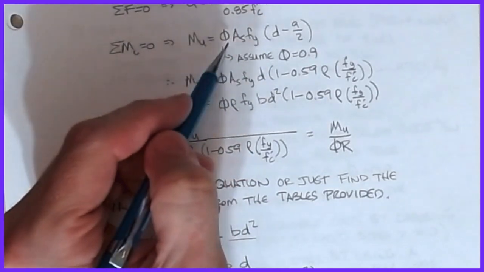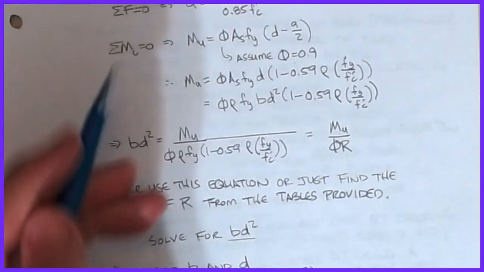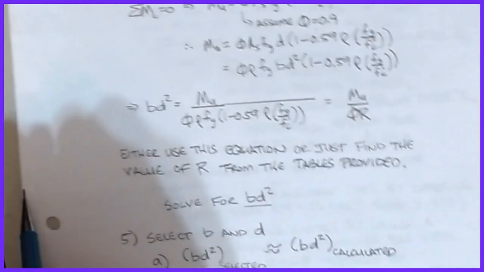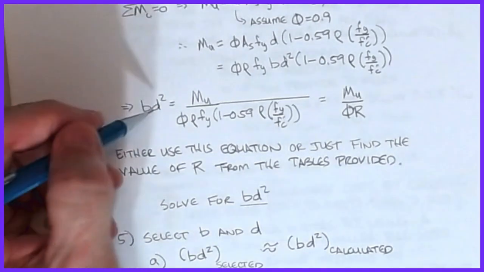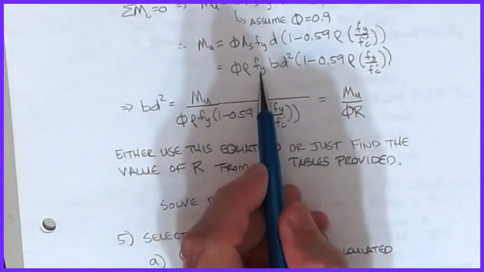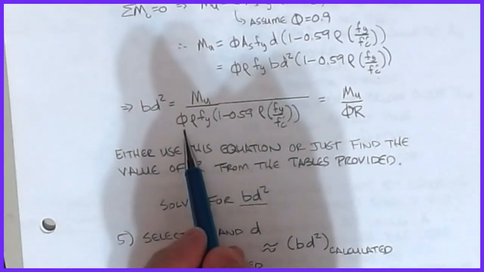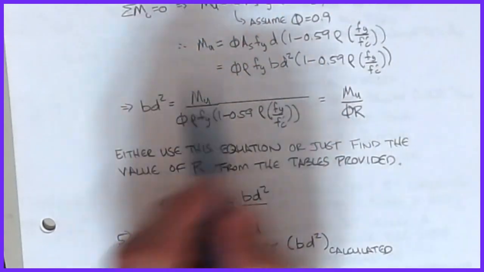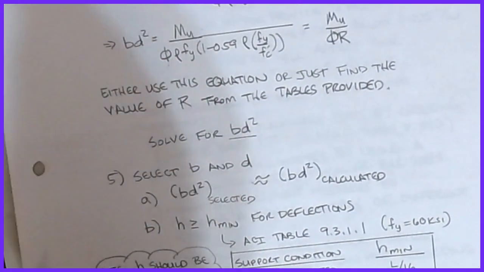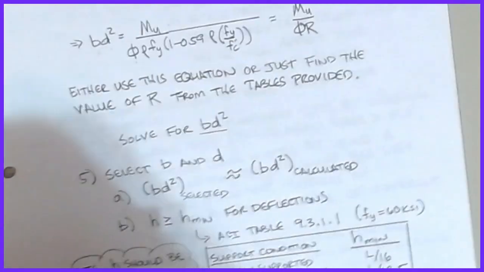Then I know my moment equation, and again we're assuming phi of 0.9 because we're going to cap that maximum rho value. My moment equation looks something like this, and I can substitute all of this in and get a big monster equation for my moment. Then I can solve for bd squared and factor all that out, because now everything is known. I know fy, I know rho, I know f prime c, I know my applied moment, and I know the phi that I'm guessing is going to be right. So I can use the R tables and rearrange things to back-solve for bd squared. I can use this equation or just find the value of R from the tables. It's basically solving for bd squared for a given rho.